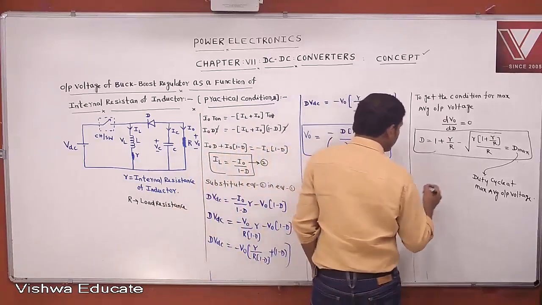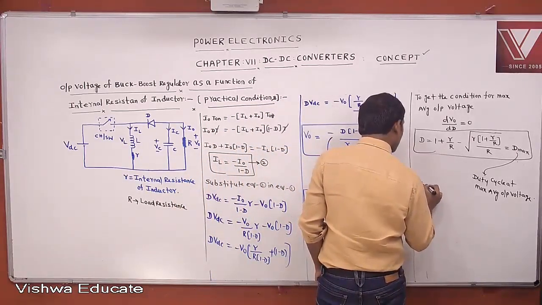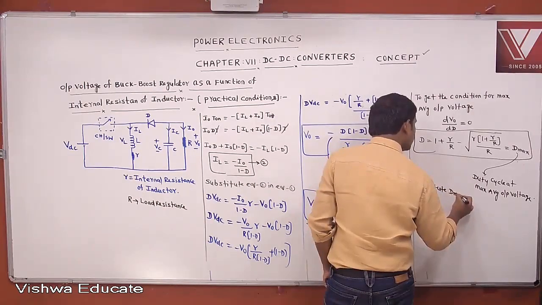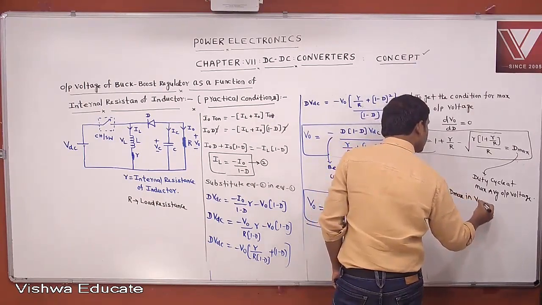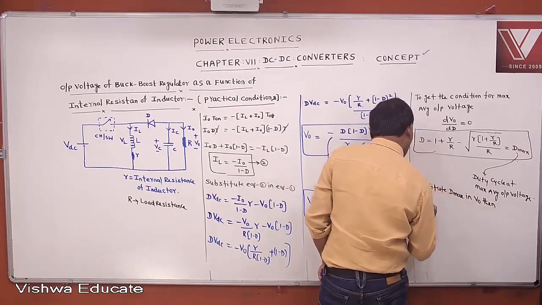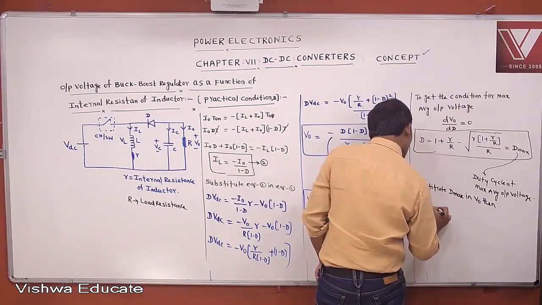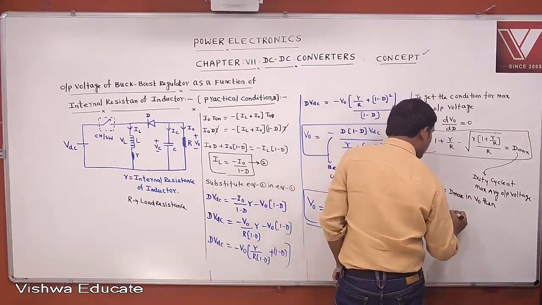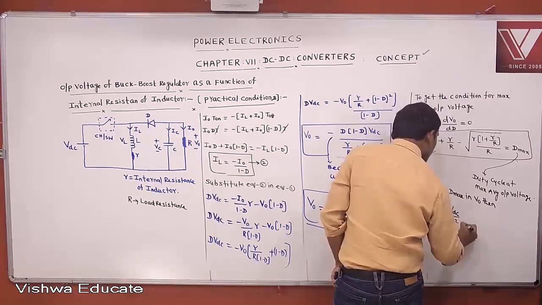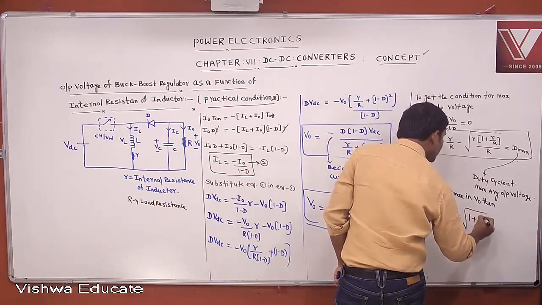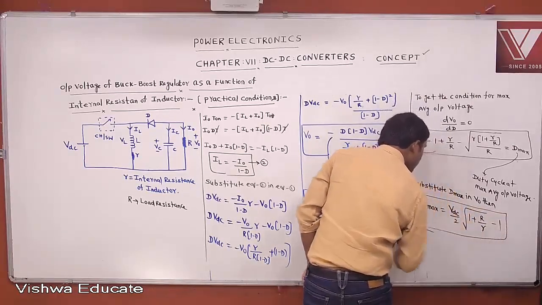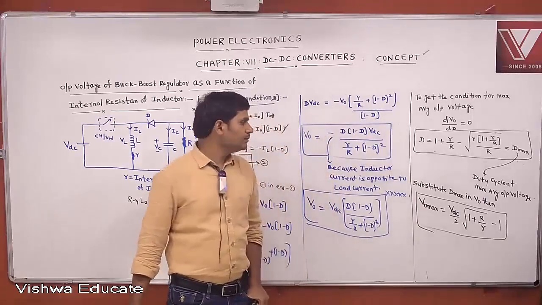Then what you can do? Substitute Dmax in V0. Then we get the expression for maximum average output voltage. Then V0 max equal to VDC by 2 into square root of 1 plus capital R by small r minus 1. This is the maximum average output voltage.